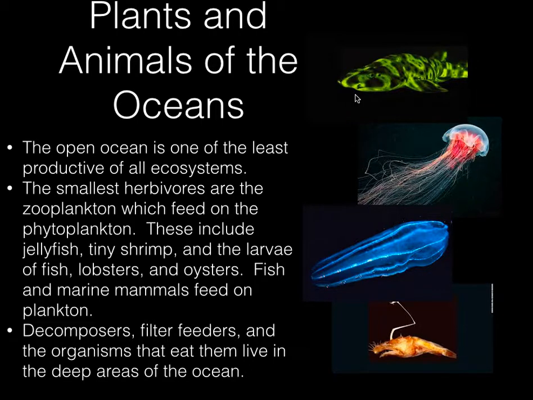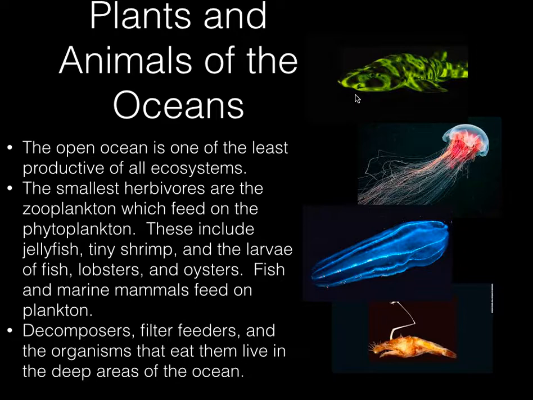So the smallest herbivores are the zooplankton, which feed on the phytoplankton. The difference here is the zooplankton are going to be these small herbivores, whereas the phytoplankton are going to photosynthesize. So these include jellyfish, tiny shrimp, and the larvae of fish, lobsters, and oysters. Fish and marine mammals feed on plankton. And again, you're not going to find those in the deep ocean because you're not going to find phytoplankton in the deep ocean because it can't photosynthesize.